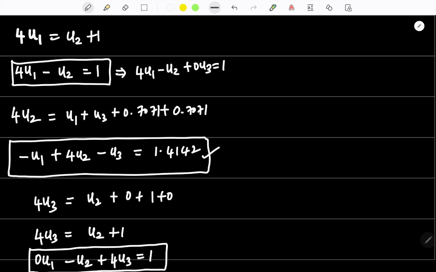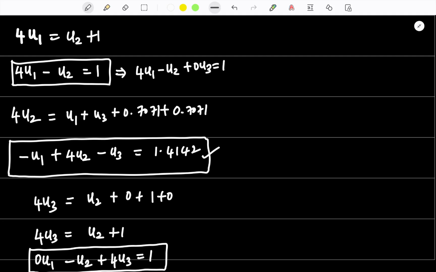So go to the calculator: 4, minus 1, 0, 1, and then the next is minus 1, 4, and then minus 1, and then 1.4142, and then 0, then minus 1, and then 4, and then 1. Sorry, I made a mistake, wait. In the last equation, 0, minus 1, 4. No, I didn't make a mistake, 1, right, 1.